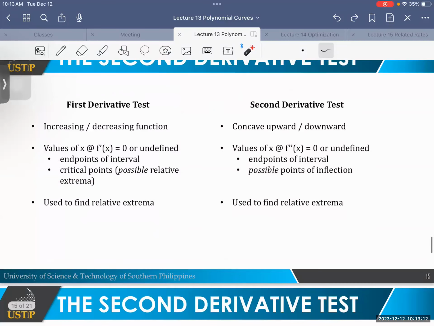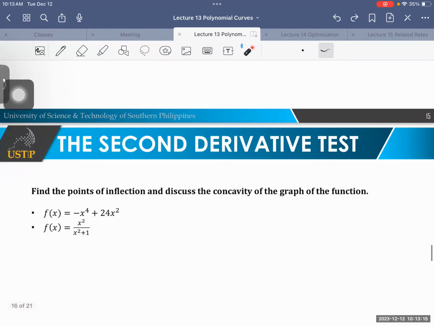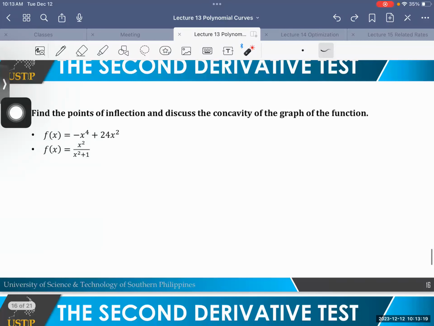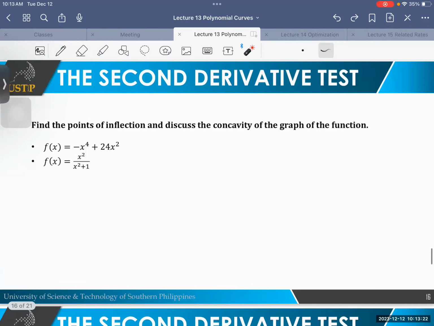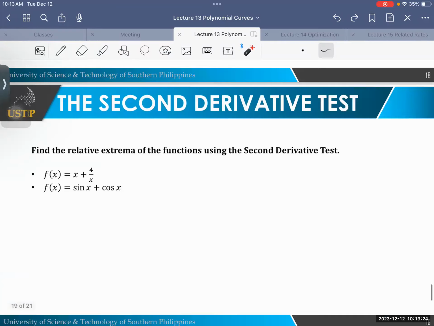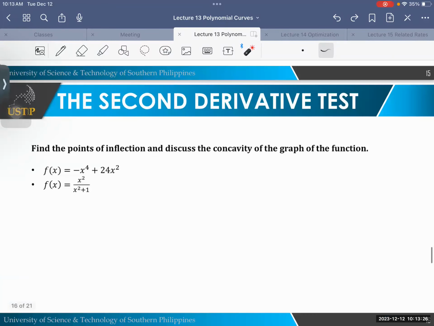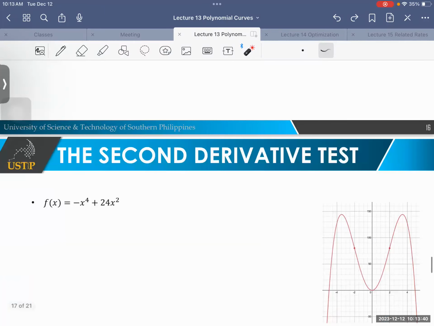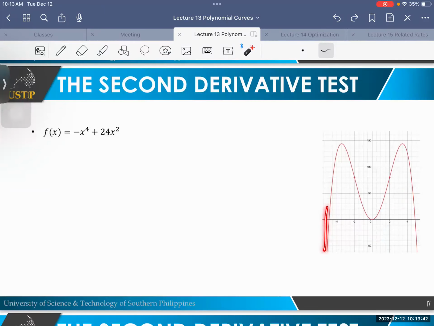I'll leave this to you, class. I have answers on this, but this is for you to exercise. These are two functions, and there are more functions. First, find the points of inflection and discuss the concavity. This might come out in the exam, so I suggest you practice this. You have two functions, polynomial and rational, with points of inflection and concavity. It is the same process. I attached the graphs in case you want to double check your answers.